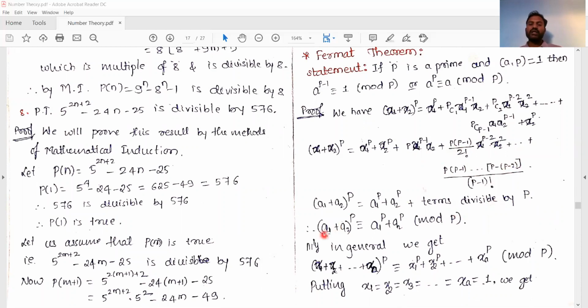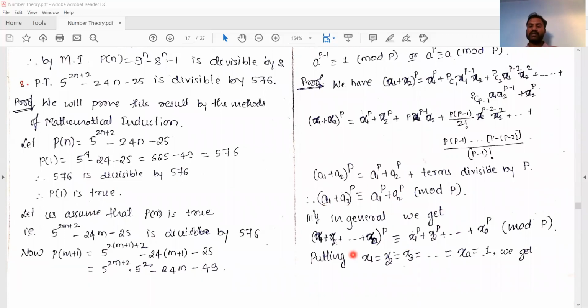Then when you take congruence, (a1 plus a2) raised to p is congruent to a1 raised to p plus a2 raised to p plus the term divisible by p, which is 0 mod p. Therefore (a1 plus a2) raised to p is congruent to a1 raised to p plus a2 raised to p mod p. In general we can expand this: for x1, or you may take a1 also, no problem, (x1 plus x2 plus and so on up to xa) raised to p is congruent to x1 raised to p plus x2 raised to p plus and so on plus xa raised to p mod p.